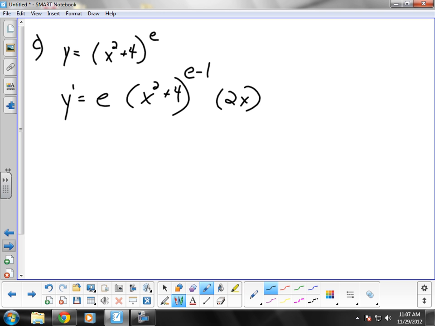Right. Yes, there's no ln in my derivative because this is not a variable, it's a number. You got to be paying attention. E and pi are not variables, they're numbers. Okay? Remember that when you're doing tests and homework and all that other stuff. Okay?